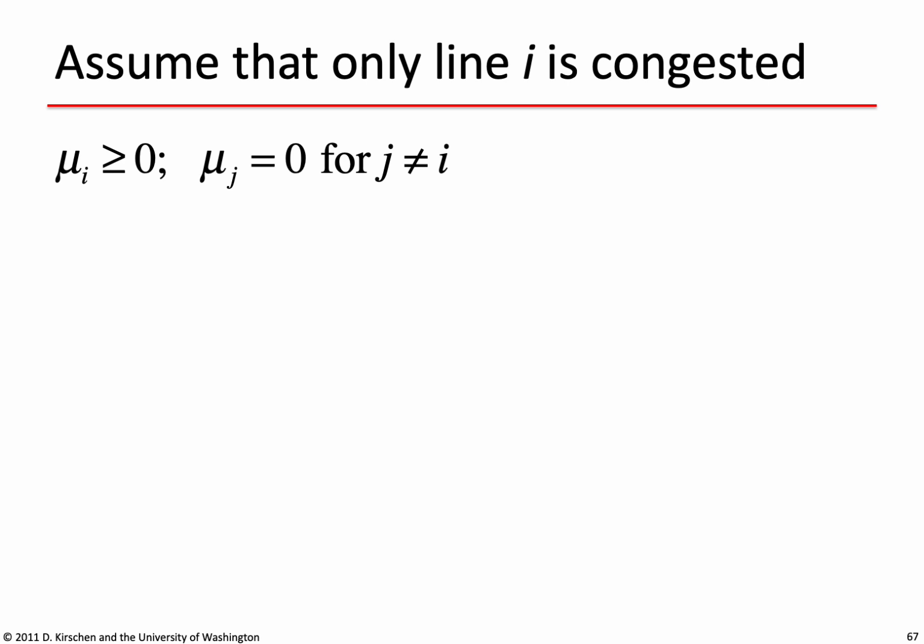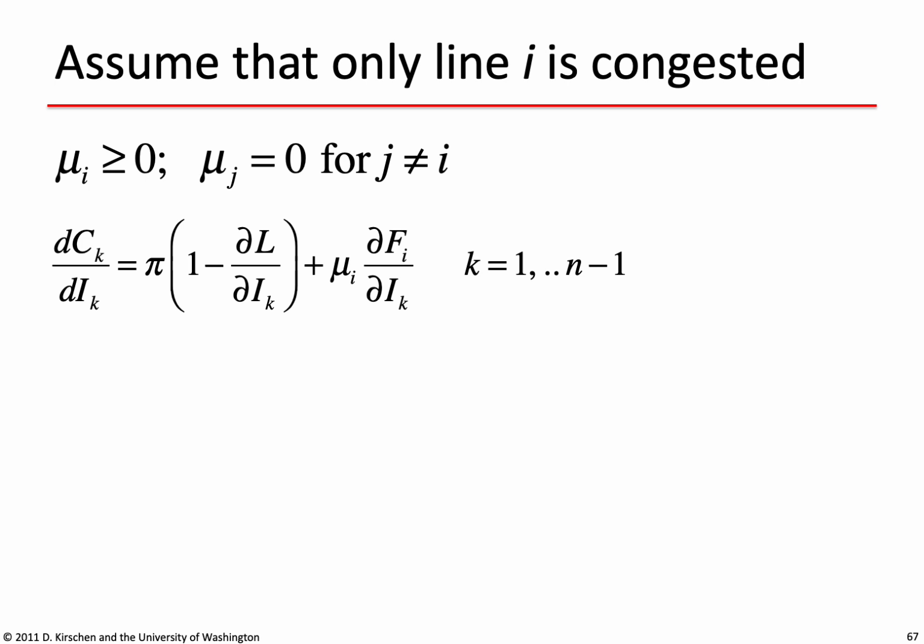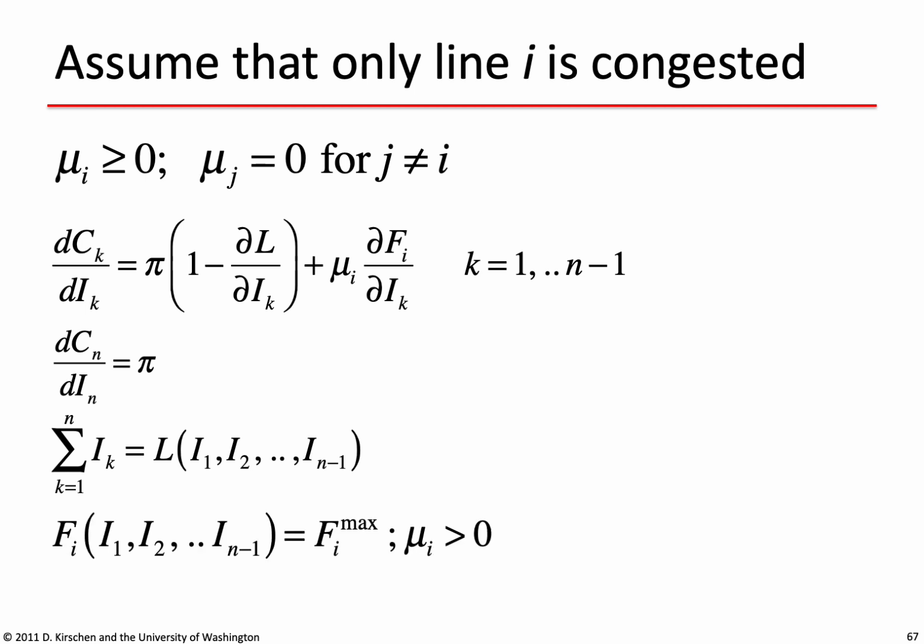If we introduce this in the optimality condition, we get that dC_K over dI_K equals pi times 1 minus dL over dI_K, plus mu_I dF_I over dI_K, for all buses from 1 to n minus 1. At the slack bus, we still have dC_N over dI_N equals pi. We have that the losses are equal to the net injections, and that the flow in line I is equal to the maximum flow in line I.